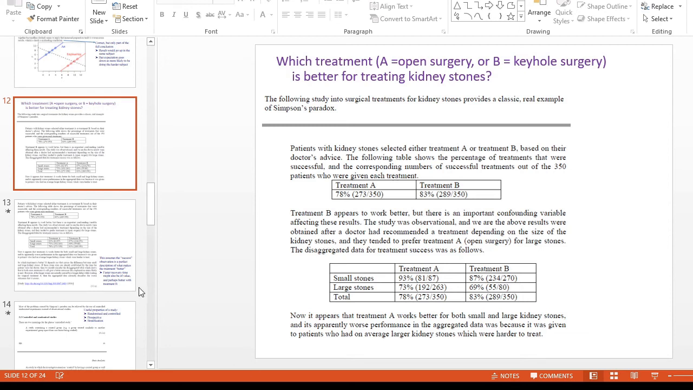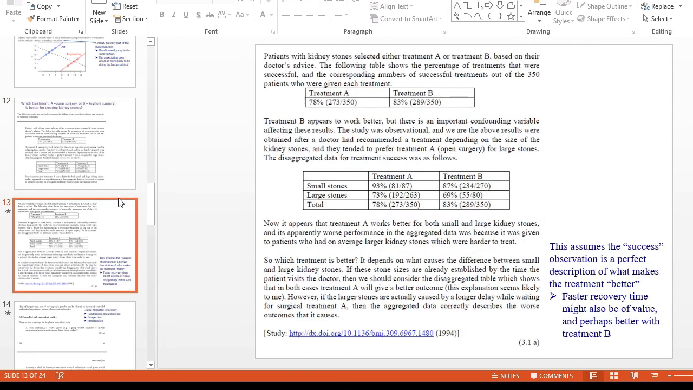Great. A couple more remarks on this subject. Well, first of all, I'm assuming that this success statement is a perfect description of what makes the treatment better. In fact, it's also possible that treatment B, a keyhole surgery, had a faster recovery time, in which case maybe that's advantageous even if it has a lower success rate for both a small kidney stone or a large kidney stone, maybe because it's better tolerated. So we're ignoring that complexity. We're just assuming that success is the thing which describes the treatment being better.